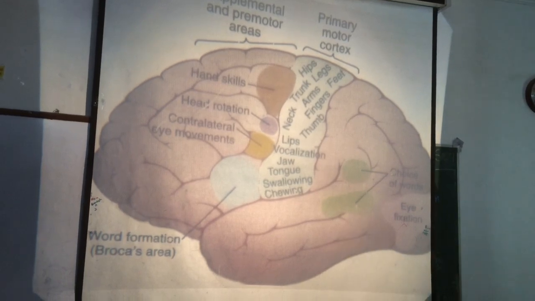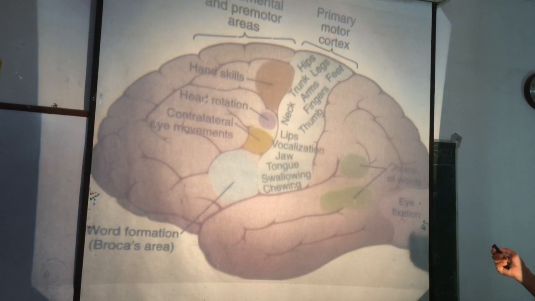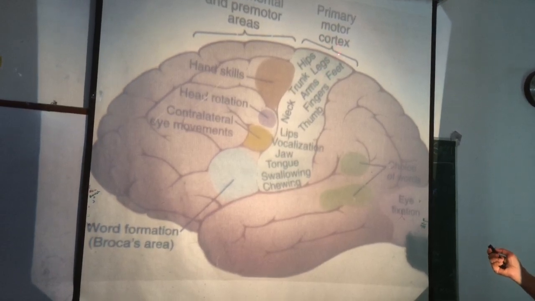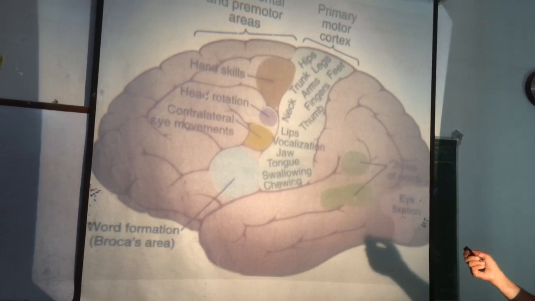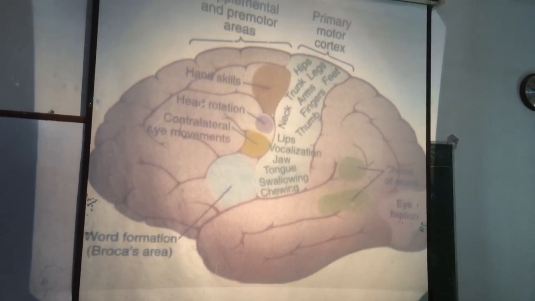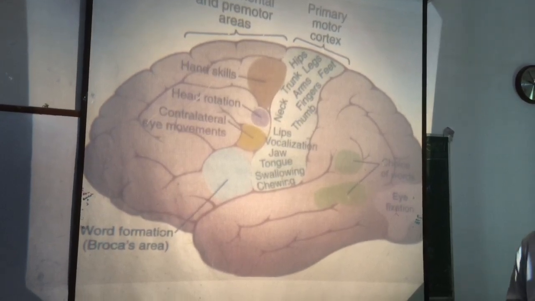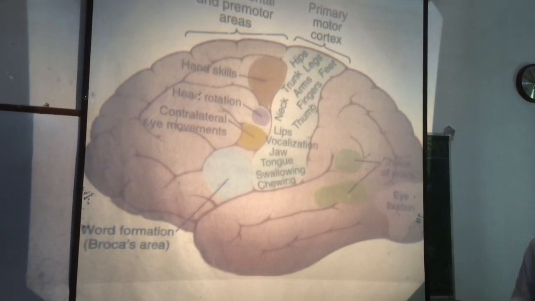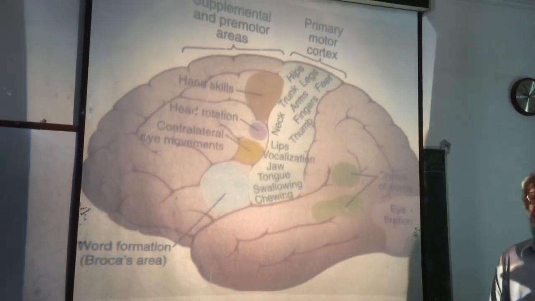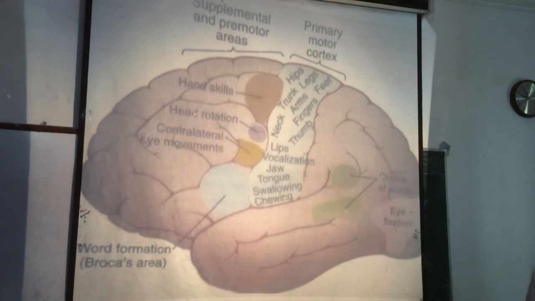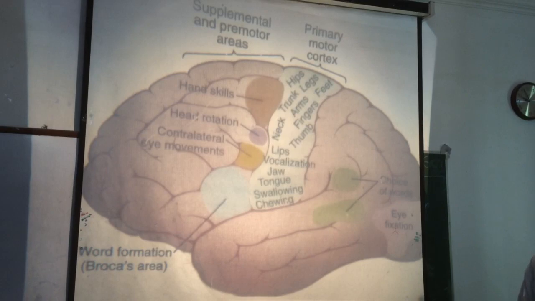Now, different types of motor areas: primary motor area, premotor area, supplementary motor area, and then special motor areas. Now, first about the primary motor area.